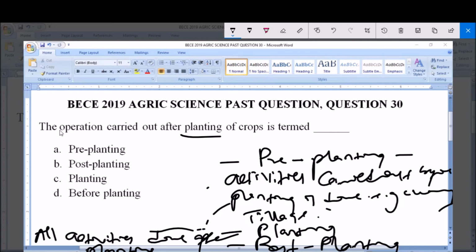Now the question says the operation carried out after planting. Remember, this is the key word. After planting of crops is termed dash, and like I said, post-planting operations are operations carried out after planting, and that is option B. So therefore, post-planting operations are the activities or operations carried out after planting of crops. So B is the correct answer.